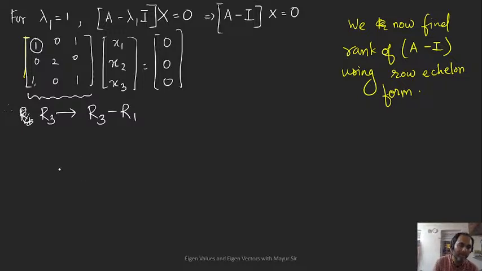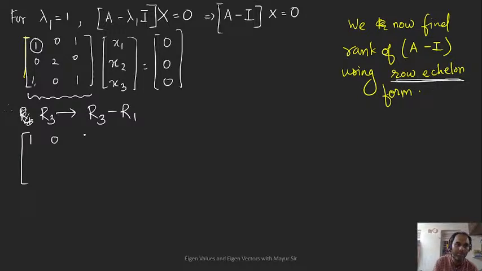तो हाउ डू वी मेक दैट? वी यूज़ रो ट्रांसफॉर्मेशन. वाई रो ट्रांसफॉर्मेशन? बिकॉज वी आर डूइंग रो इचेलॉन फॉर्म. रो इचेलॉन फॉर्म में केवल और केवल रो ट्रांसफॉर्मेशन ही लगता है और कुछ नहीं. We can use only row transformation now.